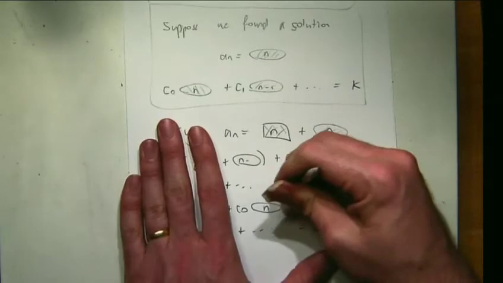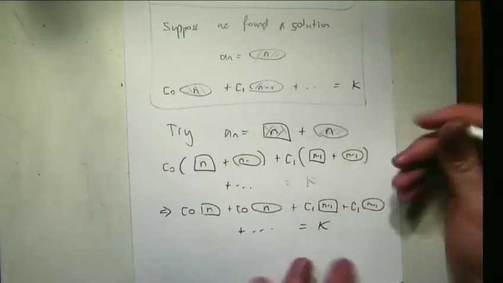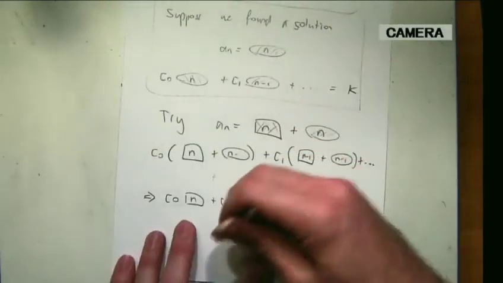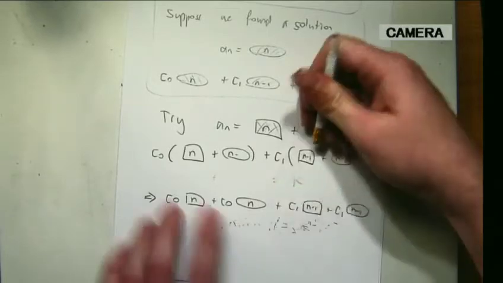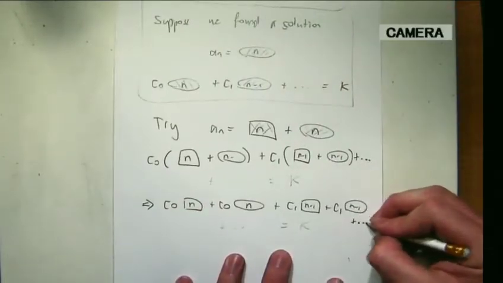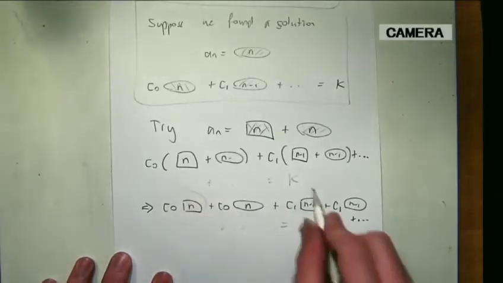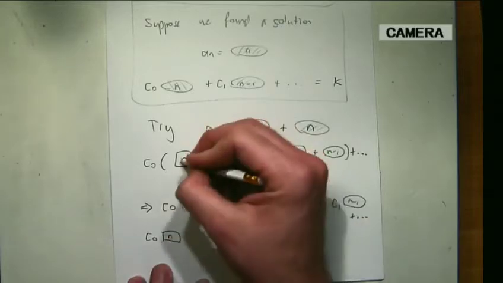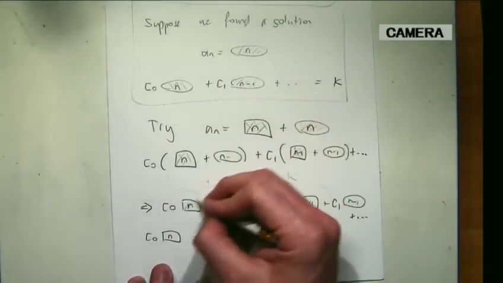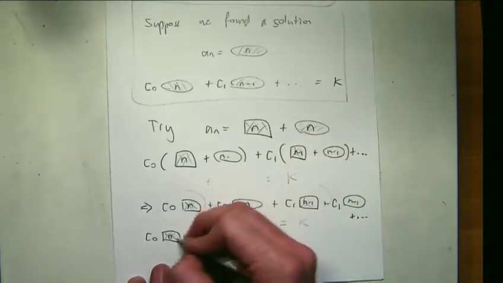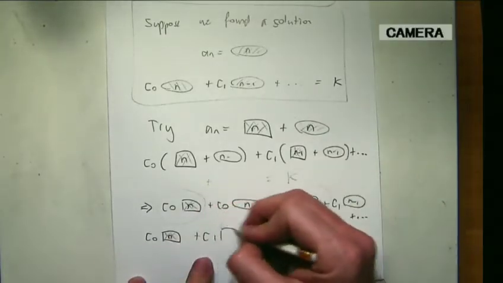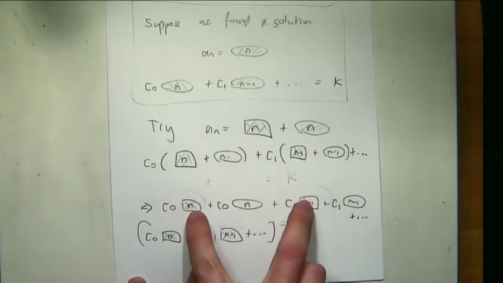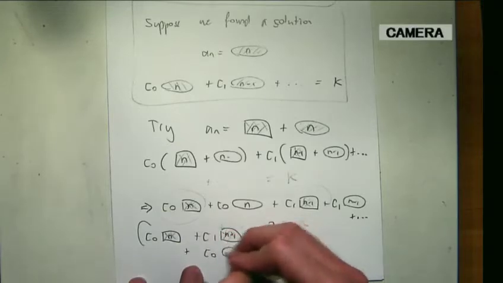I don't know if this is going to come out to K yet, right? I want to see whether it comes out to K. I'd like it to come out to K. But look, this is my bit with the squares, with the rectangles. So I've got C0 square bit, that's those bits. And I also have C0 round bit.